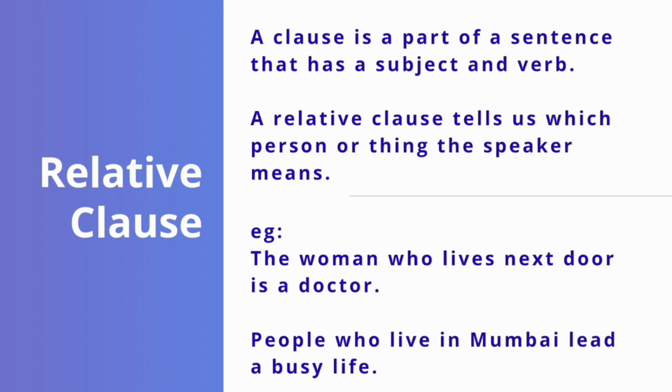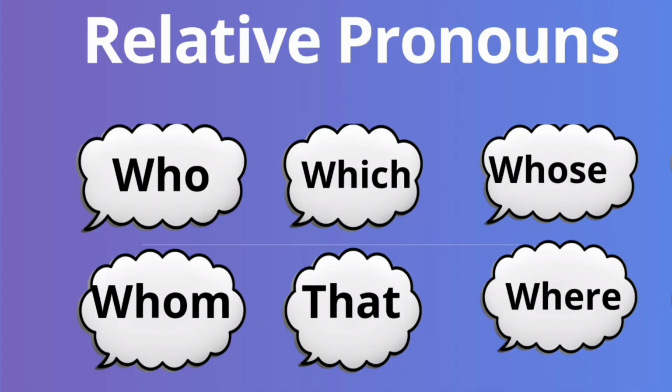For example, the woman who lives next door is a doctor. People who live in Mumbai lead a busy life. In these sentences, the clauses who lives next door and who live in Mumbai are relative clauses. We use the relative pronouns who, which, that, whom, whose at the beginning of a relative clause.